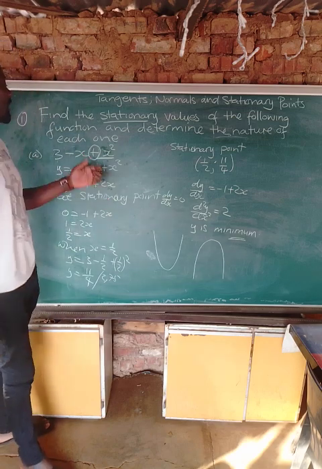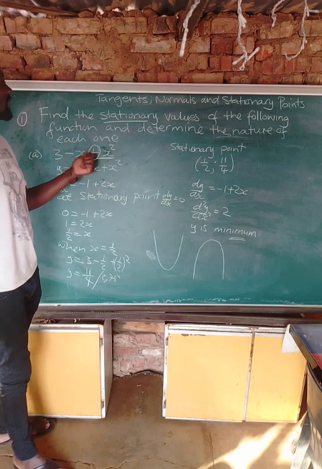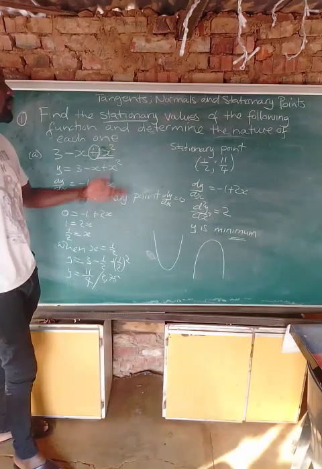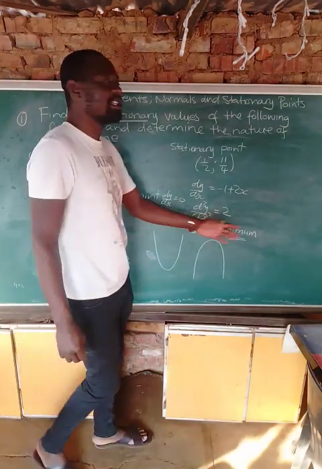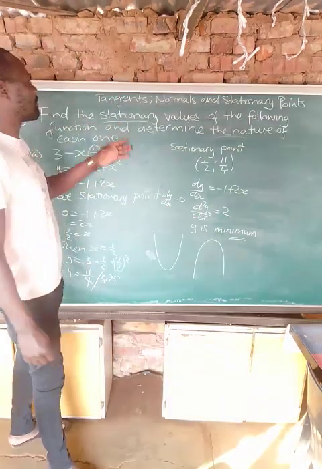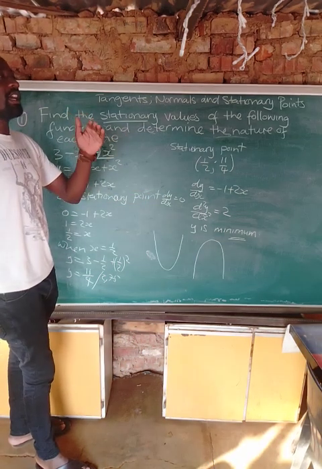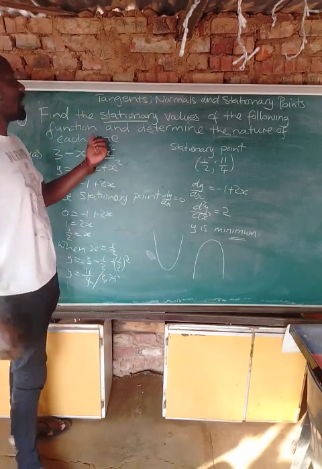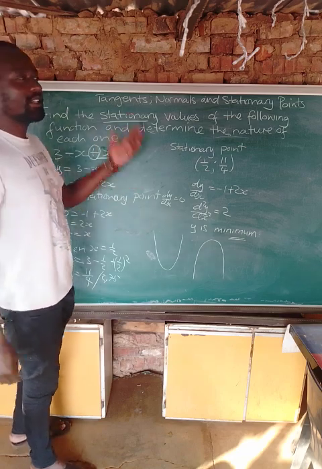So for now, we can do functions with higher powers than 2. Then we'll use this method to find out whether those points are minimum or maximum, at which points they are stationary.